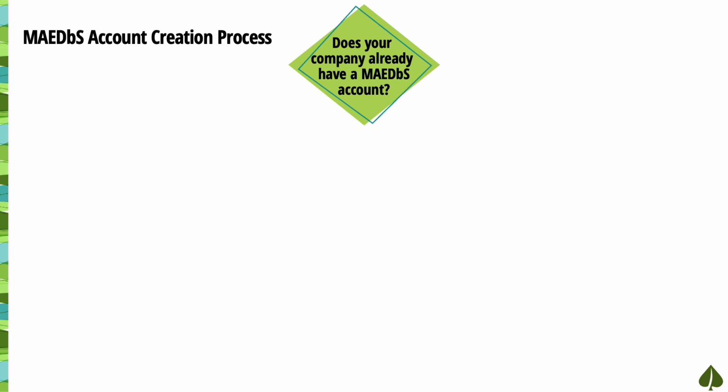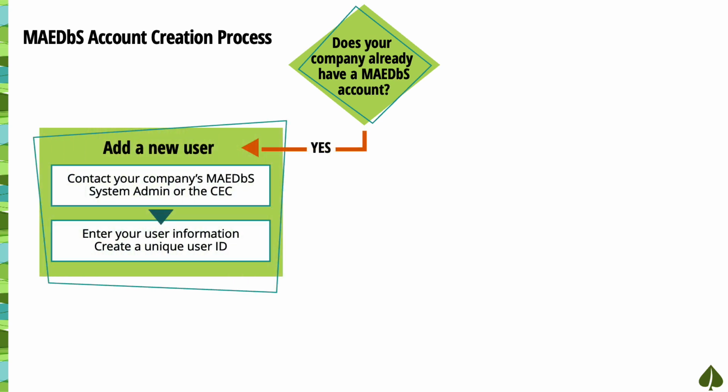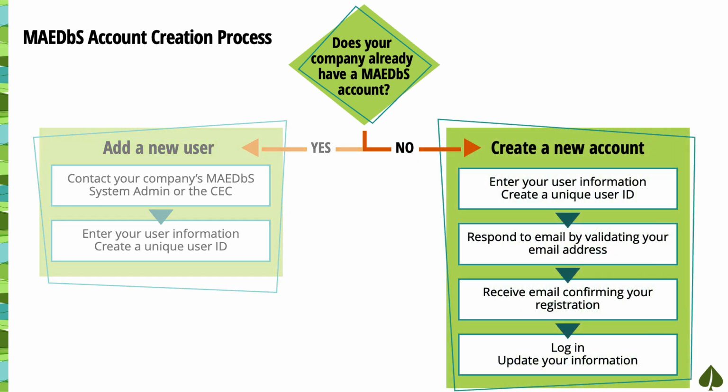Before you create an account, be sure to check whether someone else has already set up an account for your company. If your company already has an account, you can contact your company's MAEDbS system administrator or the CEC and ask to be added as a new user to that account. If your company does not already have an account in the MAEDbS, you can go ahead and create one.